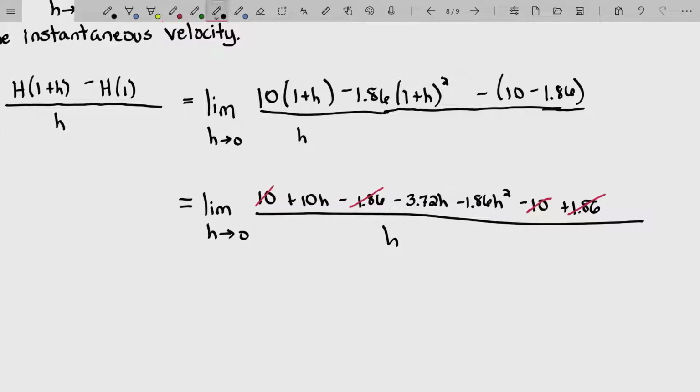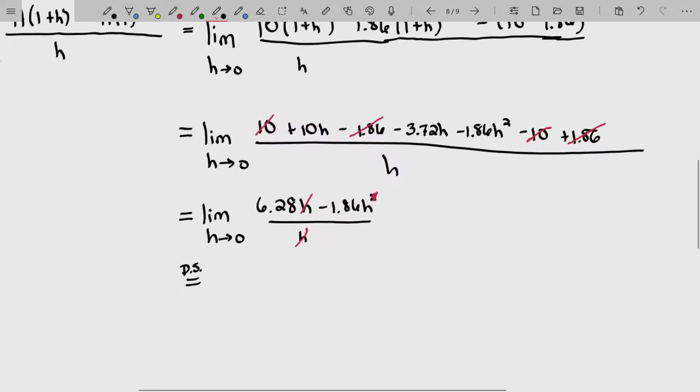So this is going to be the limit as h approaches 0 of 6.28h minus 1.86h squared. This is all over h. You can see the h's cancel. h goes into that and takes the power off of this as well. And now I can use direct substitution. Remember, direct substitution, when you use it, you do not write the limit anymore. So you get 6.28.